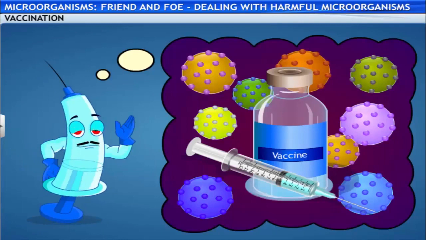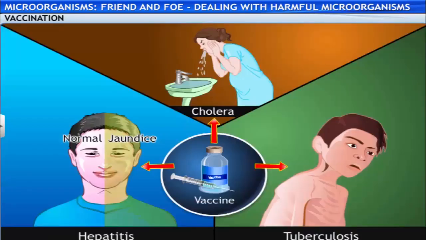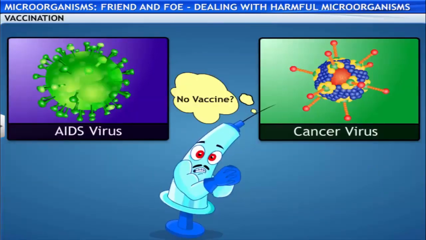Can we create such vaccines for all diseases? Several diseases, including cholera, tuberculosis, and hepatitis, can be prevented by vaccination, but not all of them. We are still to come up with a vaccine for AIDS and cancer.